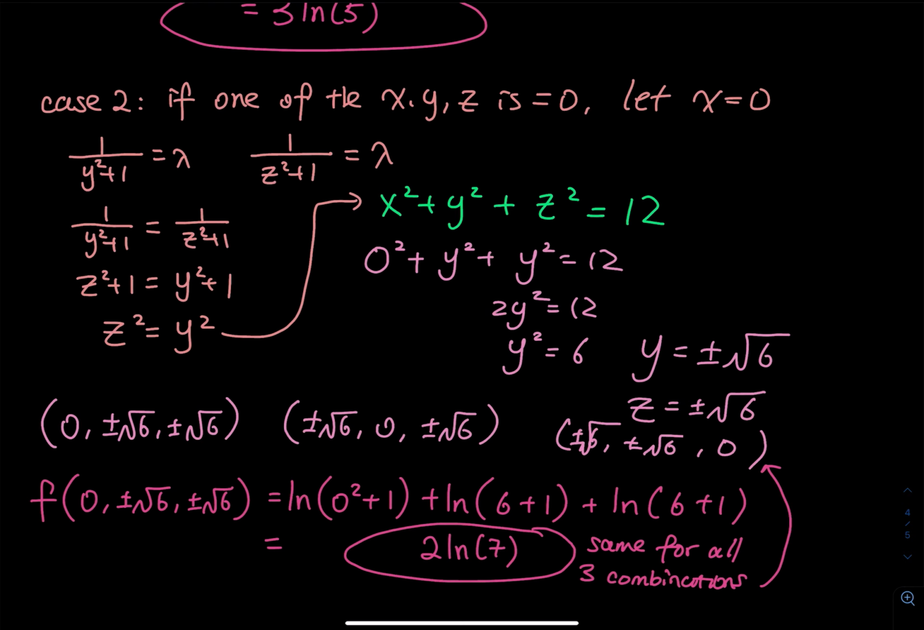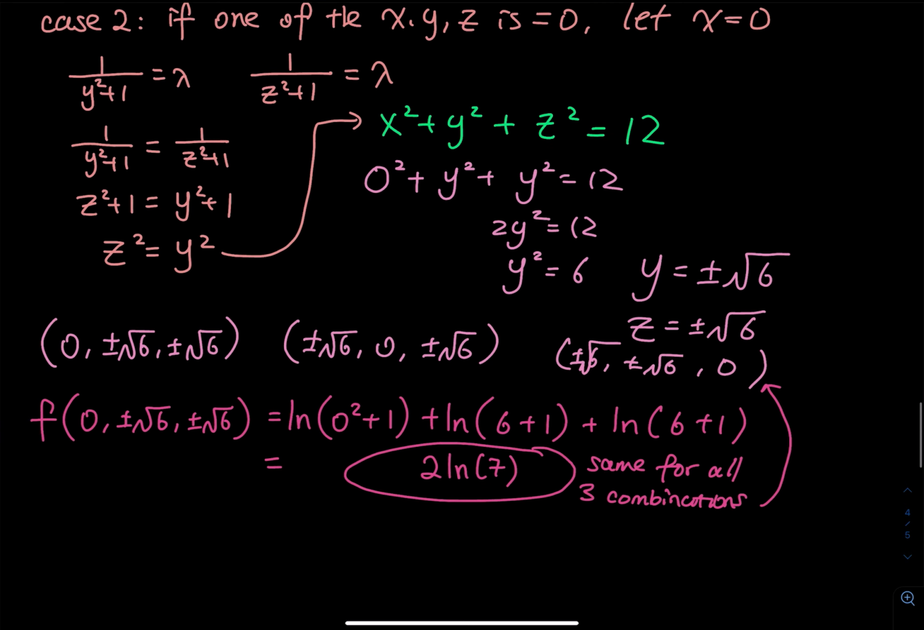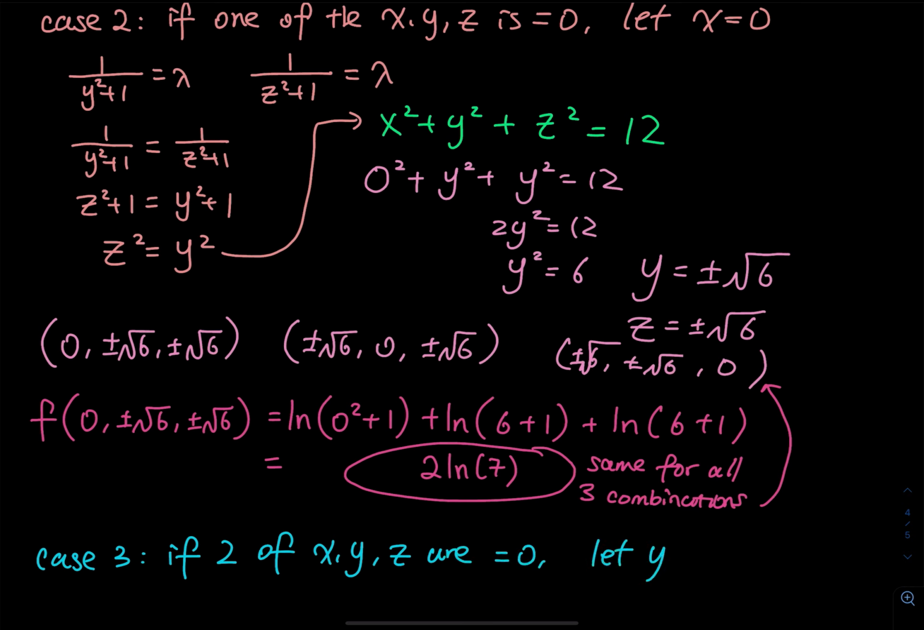And then here is the last case. What if two of the variables are equal to 0? So that is the last case. The last case is case 3, if two of the xyz's are equal to 0. So let's just let y and z equal 0. So y equals z equals 0.